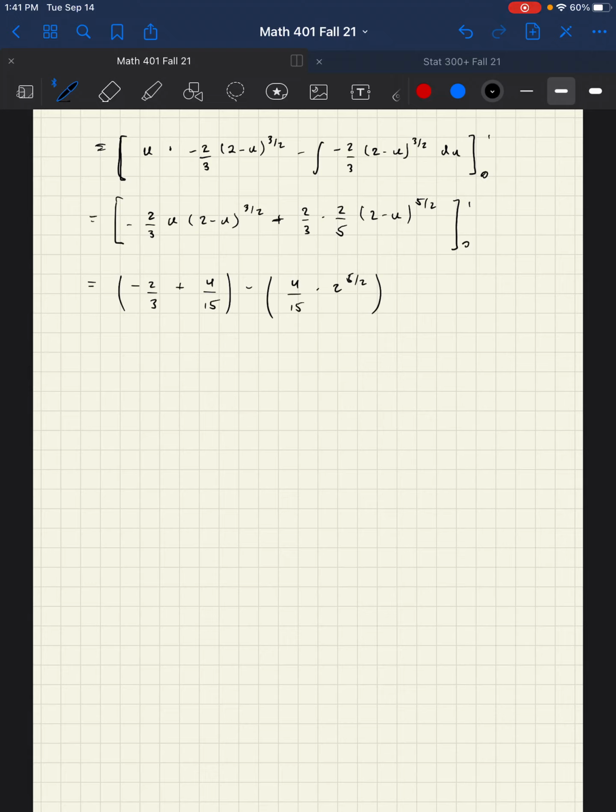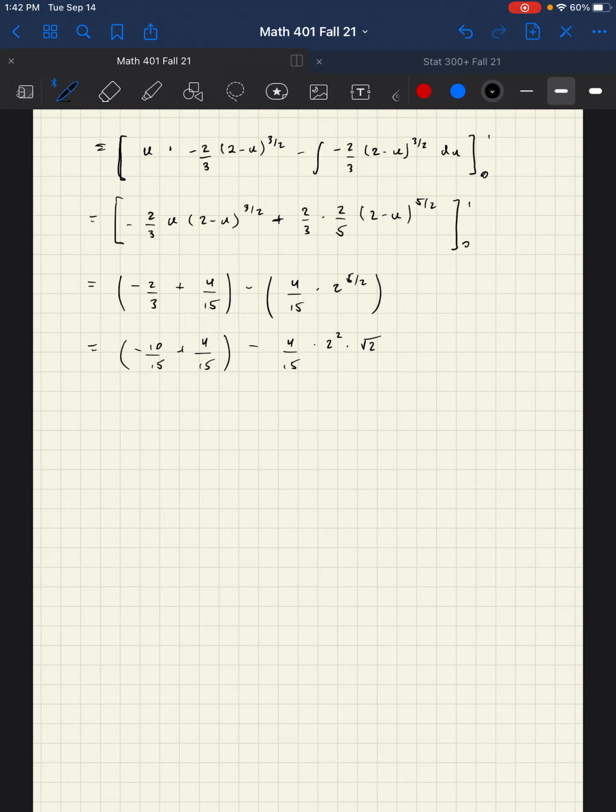4/15 minus 2/3, that's going to give us negative 14/15. Is that right? No, because it's negative 2/3 plus 4/15. Let's try this again. Multiply by 5 to get negative 10/15 plus 4/15, minus 4/15 times 2 squared times root 2.